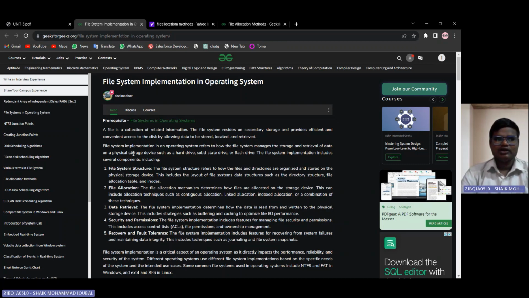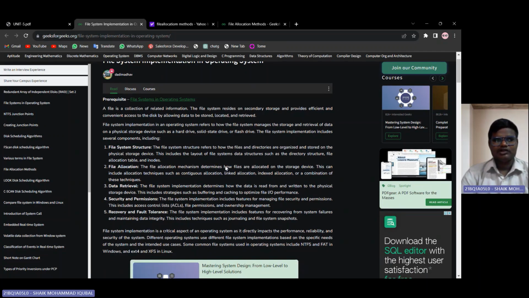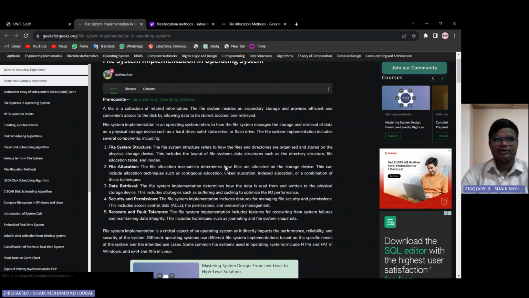Data retrieval: the file system implementation determines how the data is read from and written to the physical storage. These include strategies such as buffering and caching to optimize file I/O performance. Security and permissions: the file system implementation includes features for managing file security and permissions. This includes access control lists, ACL, file permissions, and owner management.